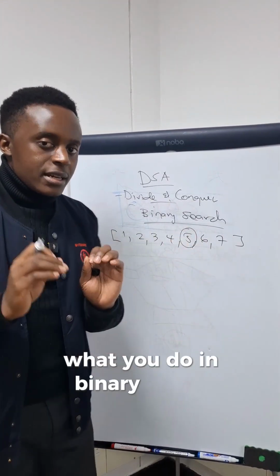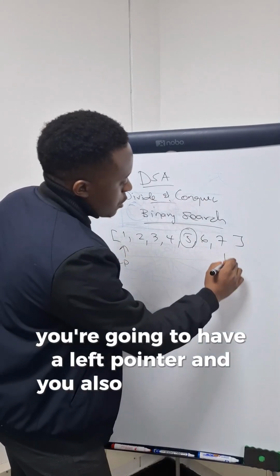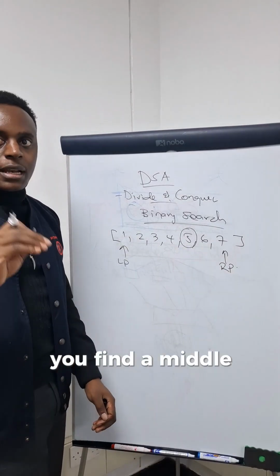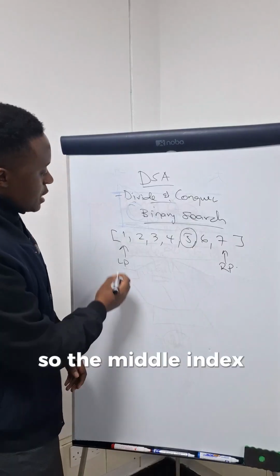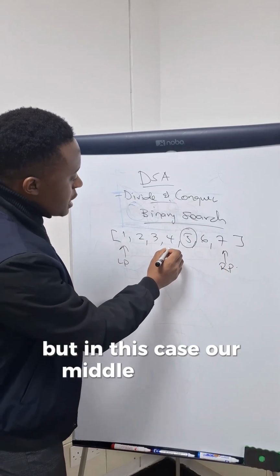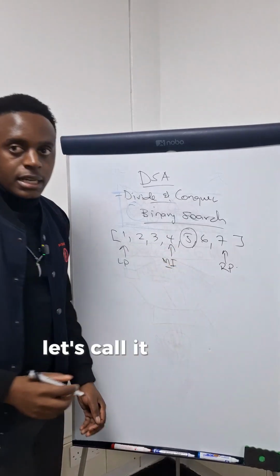What you do in binary search, you set up 2 pointers. You're going to have a left pointer and you also have a right pointer. Once you've set these pointers, you find a middle element. The middle element is simply a middle index of all this. So the middle index here would be, of course you have to calculate, but in this case, our middle index is going to be 4. This is the middle index.